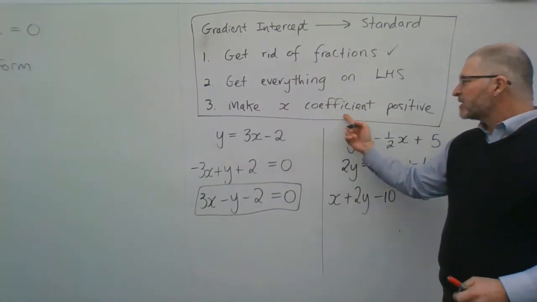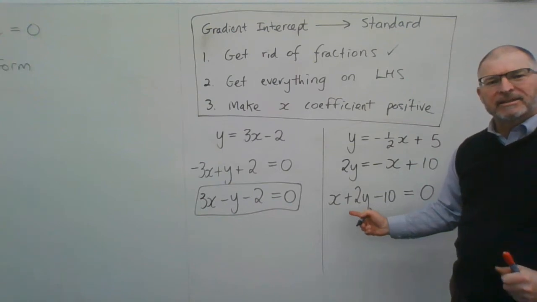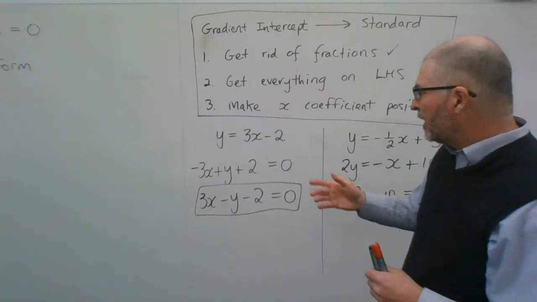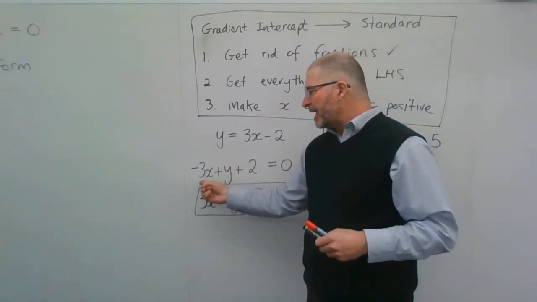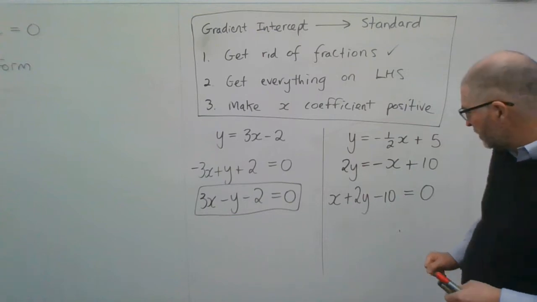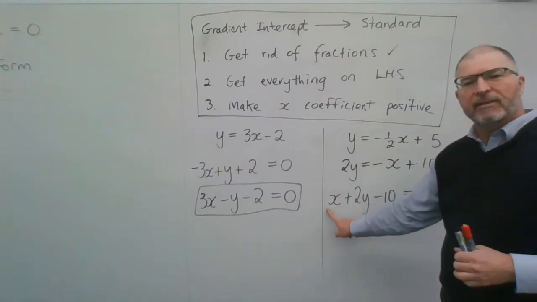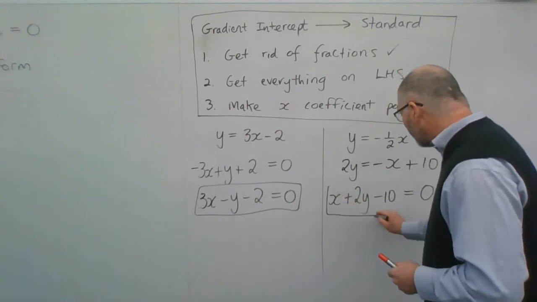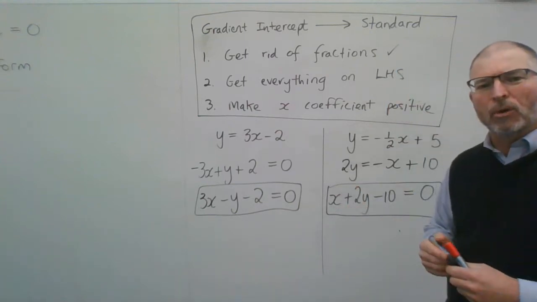Finally, make the x coefficient positive. Oh, it is. Remember, coefficient means the number in front of the x. So here, it turned out to be negative 3, so I had to make it positive by changing all the signs. But here, the coefficient of the x is a 1 and it's already positive. So I can just leave that alone. That's written in general or standard form.